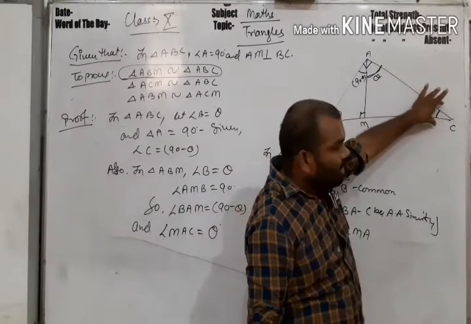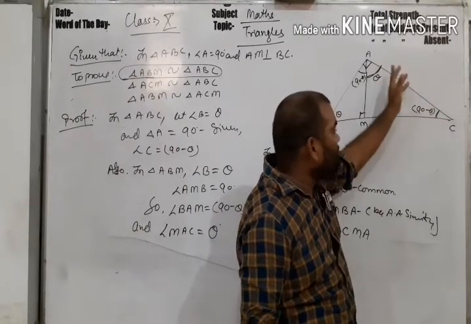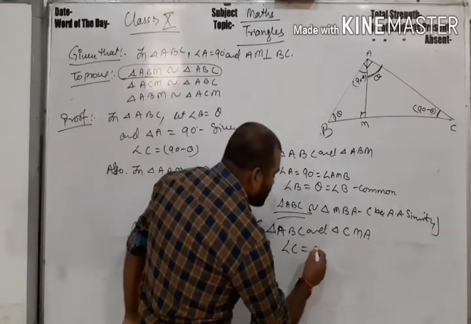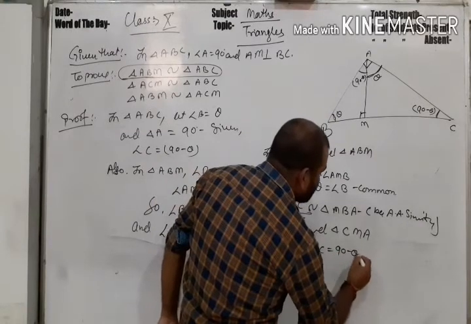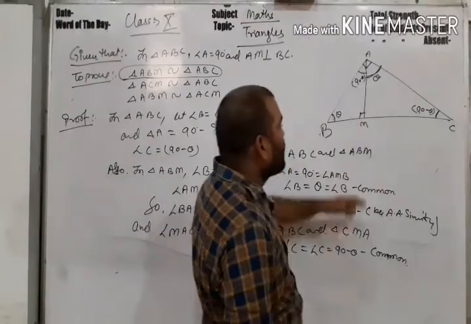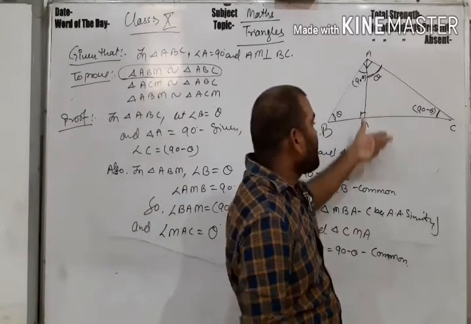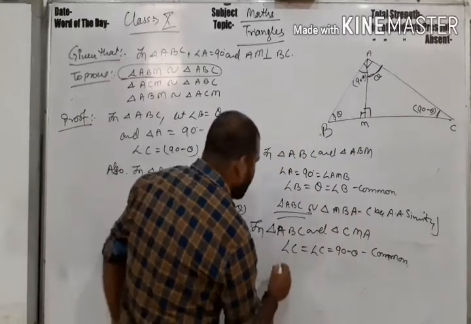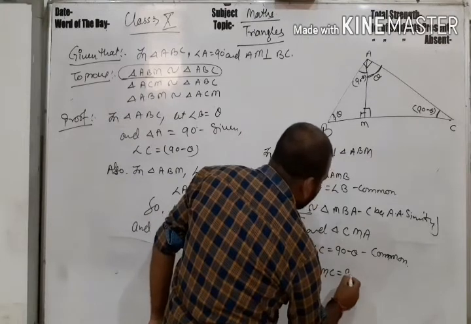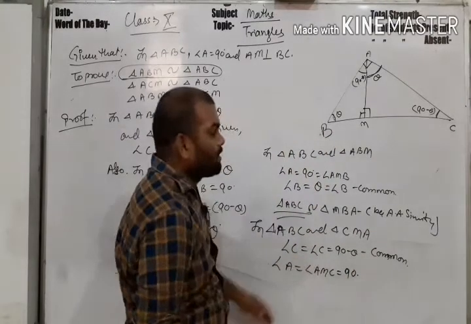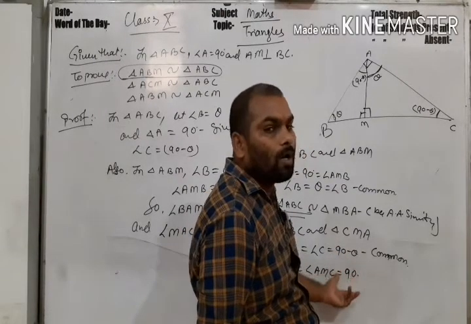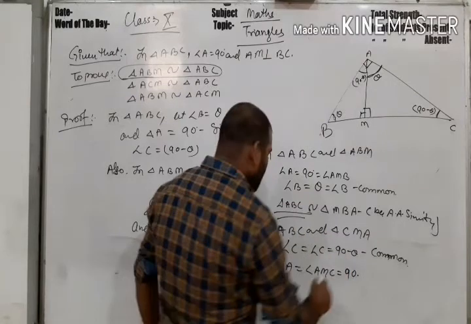If you see, this angle is common. C is coming in both triangles, in ABC and also in ACM. So we can write angle C is equal to 90 minus theta, that is common. Next we can take the 90 degree angle A, and 90 is here at AMC. Angle A is equal to angle AMC is equal to 90 degrees. So again we are looking for two angles, and we see that the two angles are equal. So the two triangles will be similar.